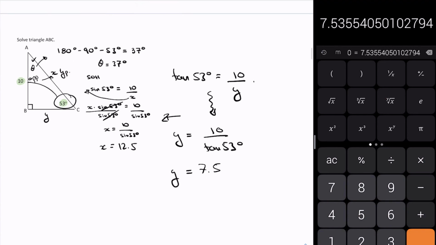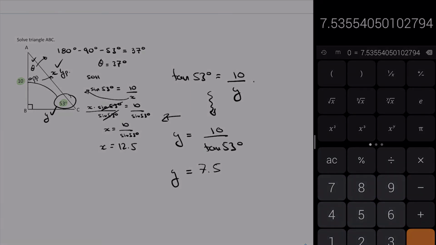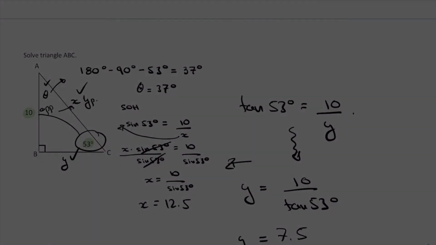Okay, well, we've solved the value of y, the value of x. We have angles A, B, and C. We can say that our triangle is successfully solved.